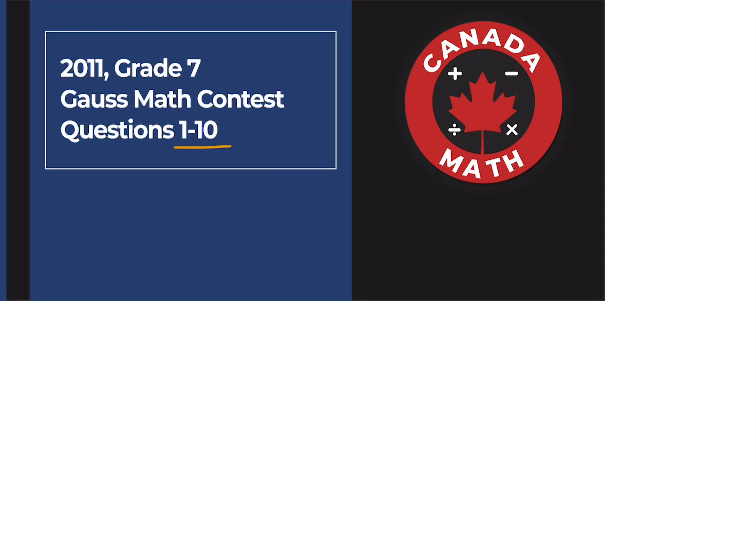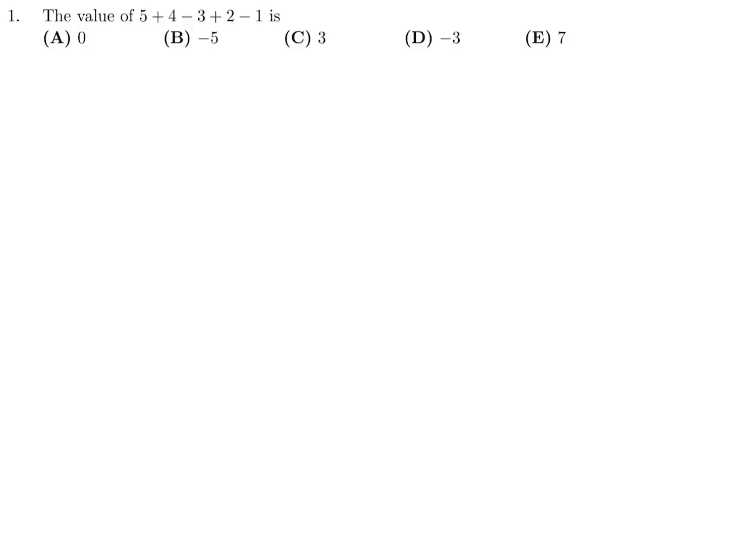Questions 1 through 10 on the 2011 Grade 7 Gauss Math Contest. The value of 5 plus 4 minus 3 plus 2 minus 1 is, well, 5 plus 4 is 9, minus 3 is 6, plus 2 is 8, minus 1 is 7. So it's a simple addition question to start off the contest. Number 1 is E.